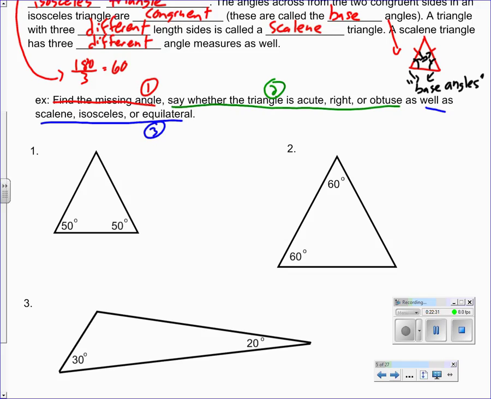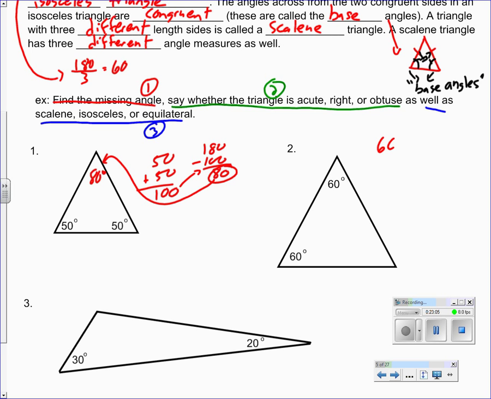So first thing, I'm going to find the missing angle. All three angles should add up to 180 degrees. So for the first triangle, I have a 50 plus a 50, so I have 100 degrees. To find the missing angle, I'm going to take that 100 and subtract it from 180. That leaves me with 80 degrees.